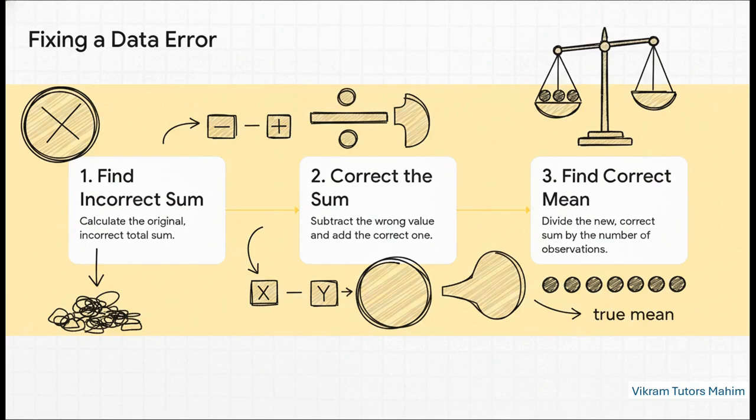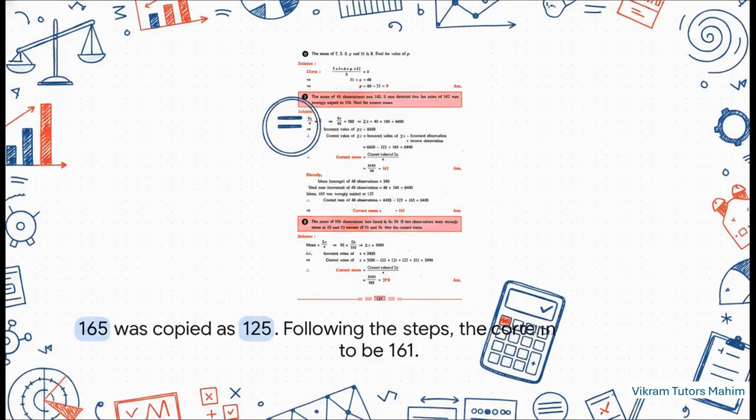Step 2, and this is the clever part, you take that wrong sum, subtract the bad number, and add in the right number. You're correcting the total. And then for step 3, you just take that new, correct total and divide like normal to get the new correct mean. Easy. Let's walk through it.